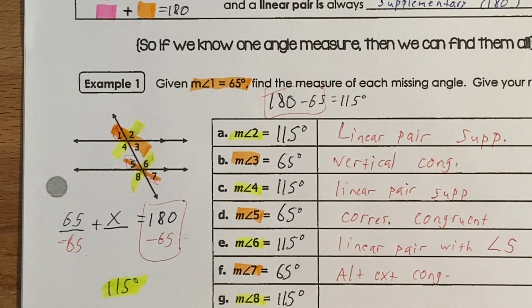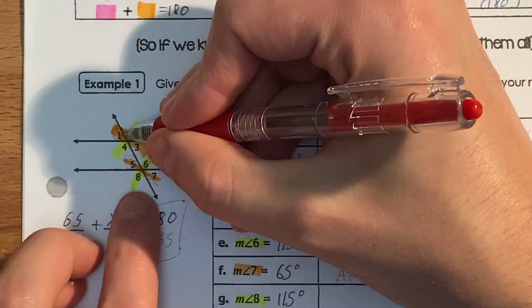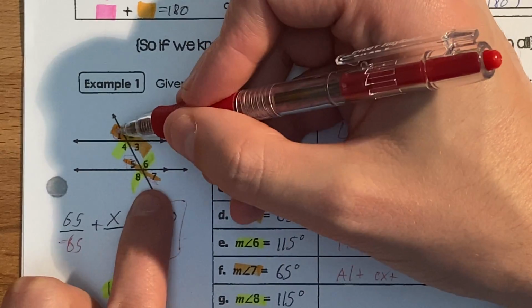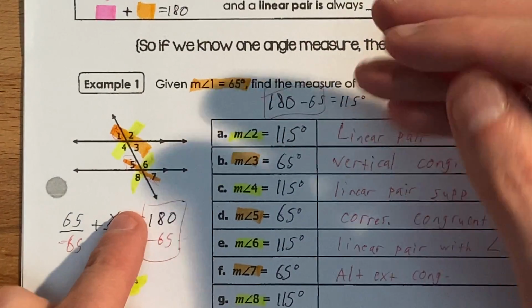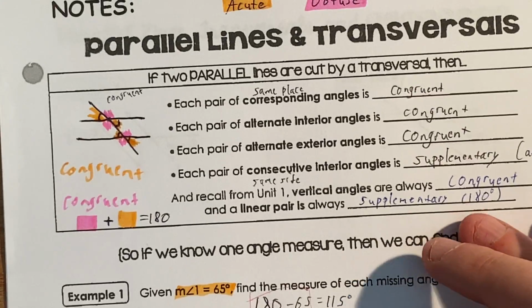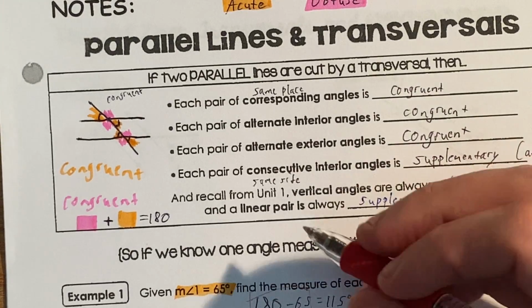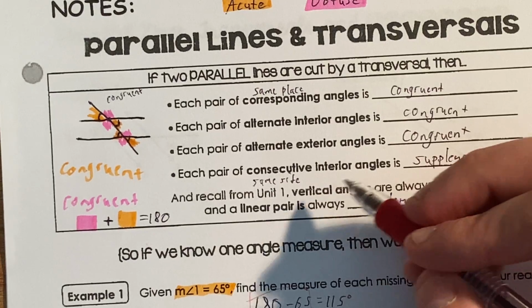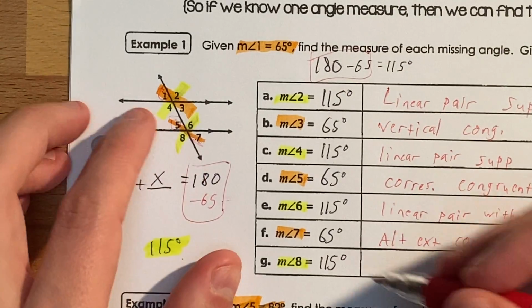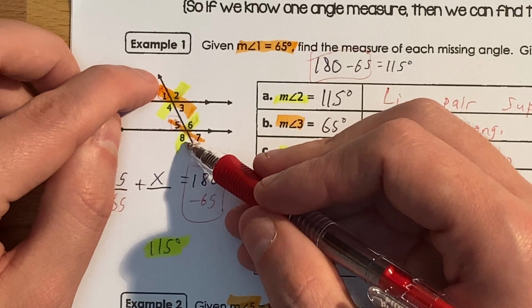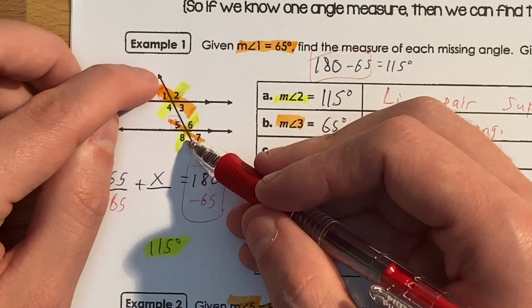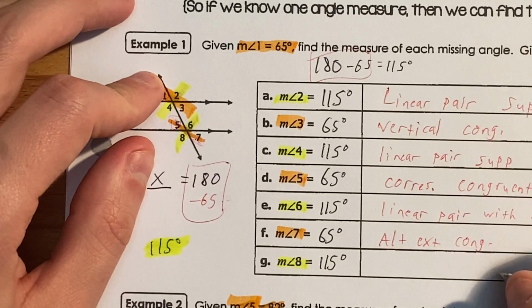And finally, in number 8, these would be considered same side exterior, but as you can see, same side or consecutive exterior is not actually a thing. They have consecutive interior, but not exterior. But as you can also see from my figure, the 1 and 8, they're not the same color. So they're not congruent. They would have to be supplemental.